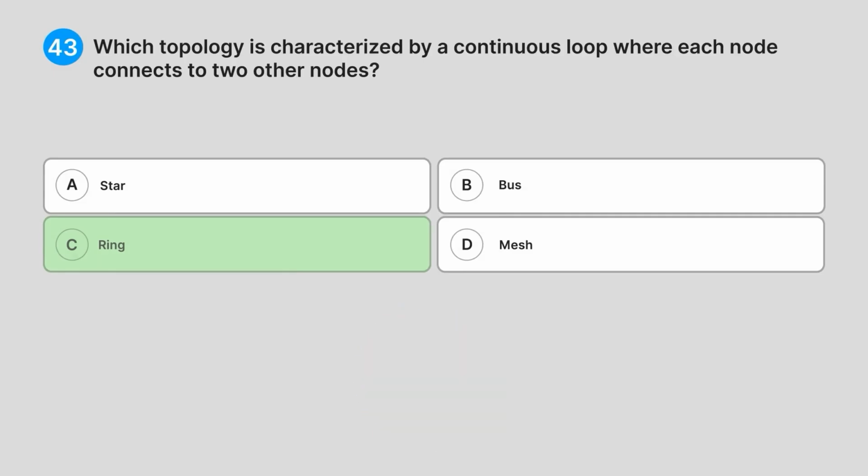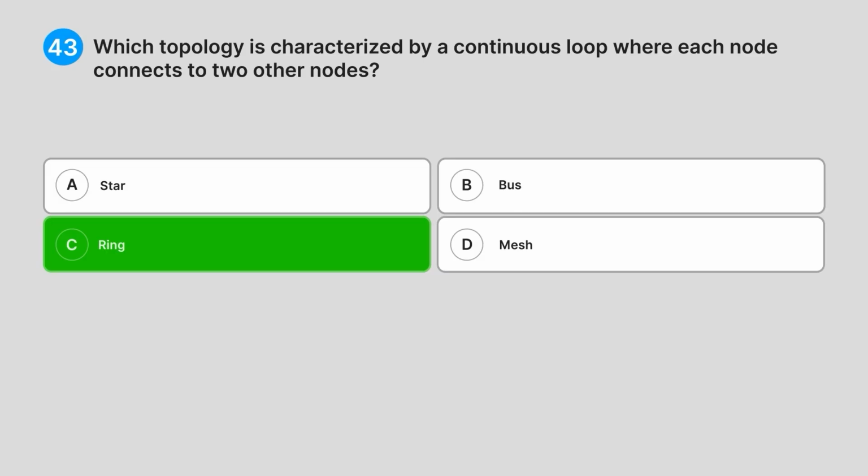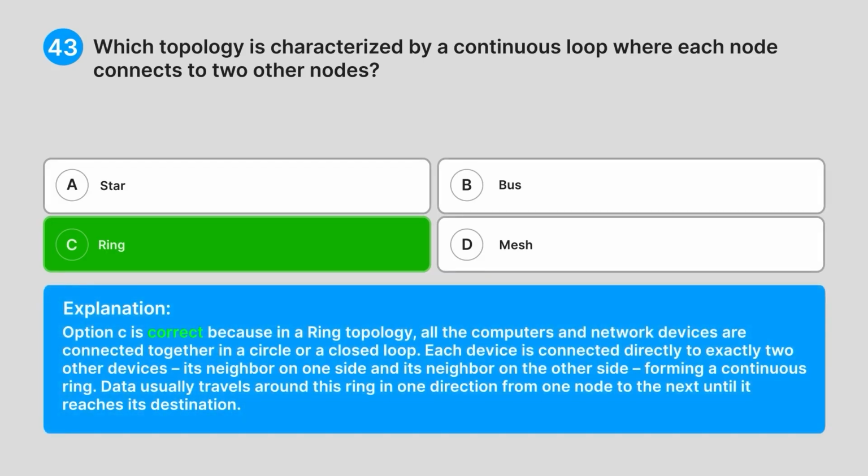Correct answer, C. Ring. Explanation: option C is correct because in a ring topology, all the computers and network devices are connected together in a circle or a closed loop. Each device is connected directly to exactly two other devices, its neighbour on one side and its neighbour on the other side, forming a continuous ring. Data usually travels around this ring in one direction from one node to the next until it reaches its destination.